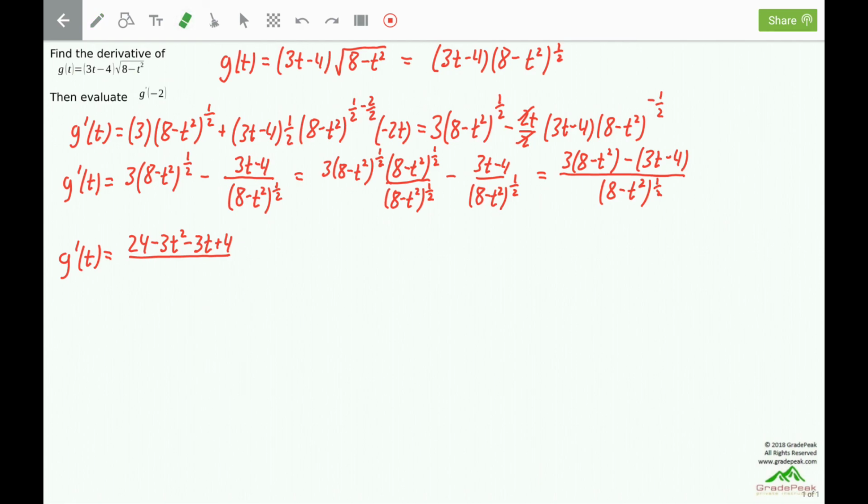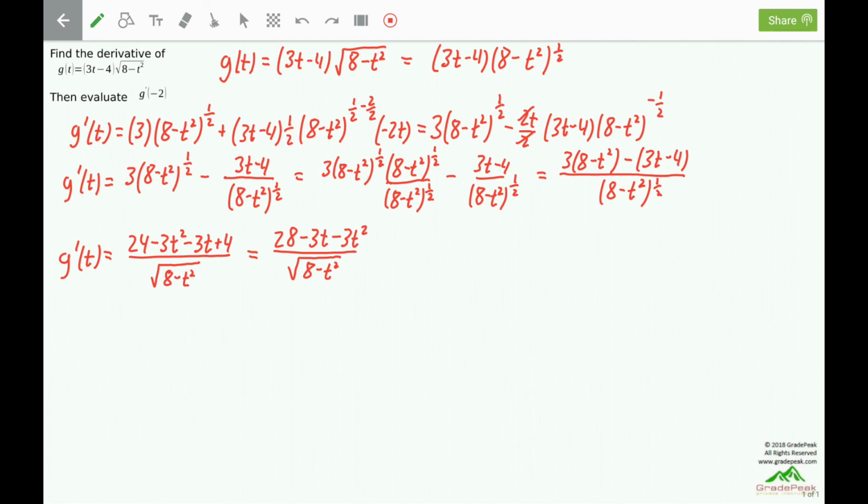Now 1/2 power means square root first power, so it'll be the square root of 8 minus t squared. We can combine some like terms together. A 24 and a 4 can combine. So we'll have 28. I'm going to write this in increasing order of t, so minus 3t and then minus 3t squared. And then all over the square root of 8 minus t squared. So there's our derivative g prime of t, simplified.